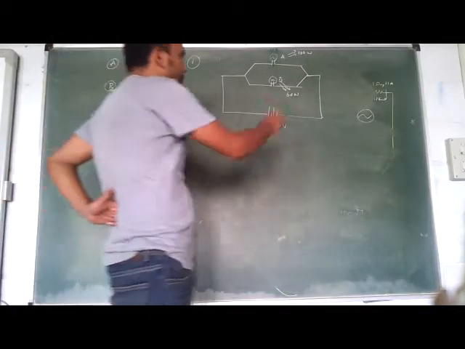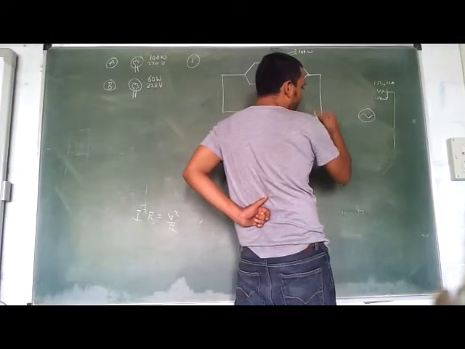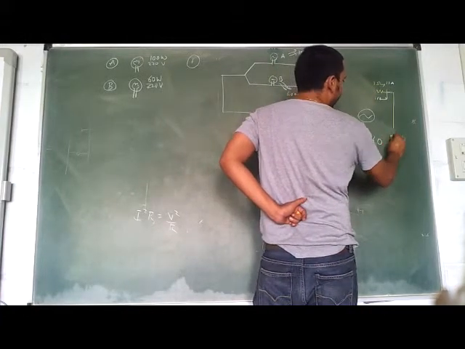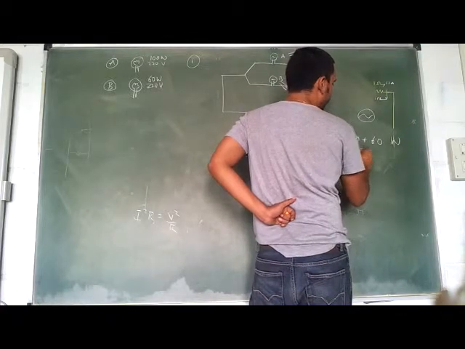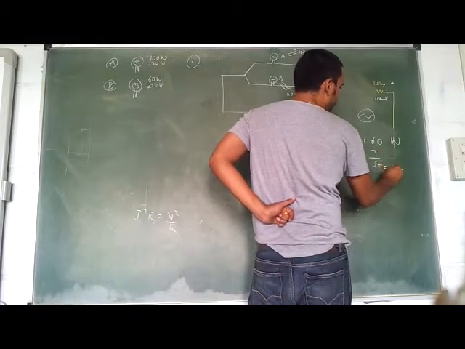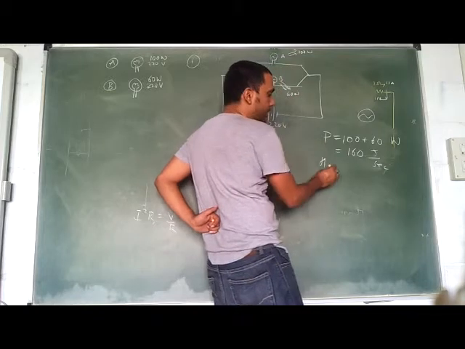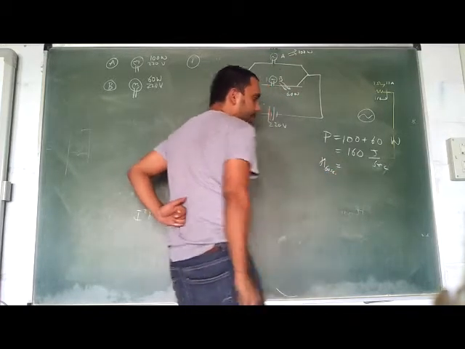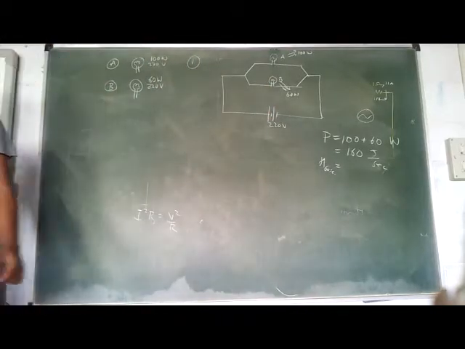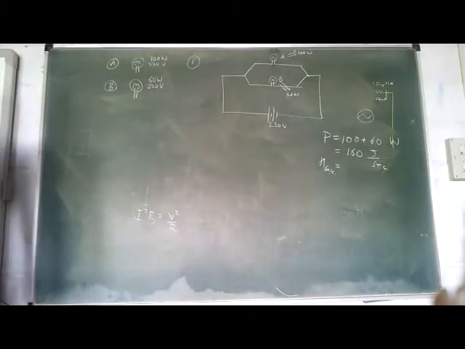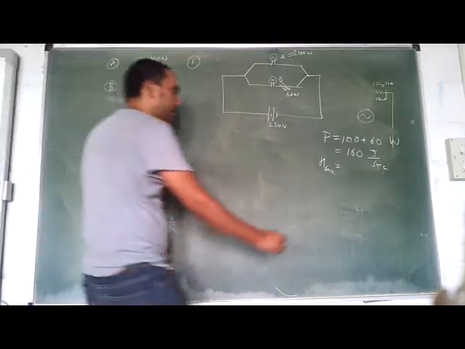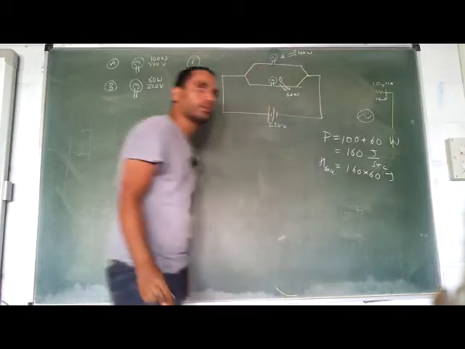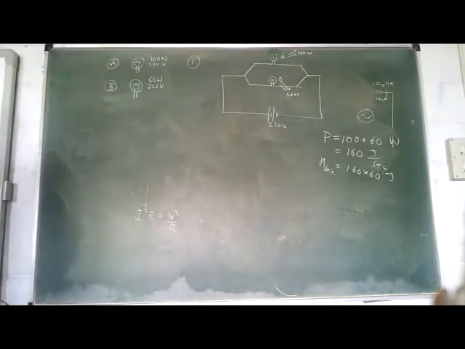Any doubt? The total power given out by both together is 100 plus 60 watt. That means 160 watt or joules per second. So the heat given out in 60 seconds, 1 minute, which is 60 seconds, is equal to how much? It is equal to 160 into 60, right? In 2 seconds it will give double the heat. Joules. Any doubt?